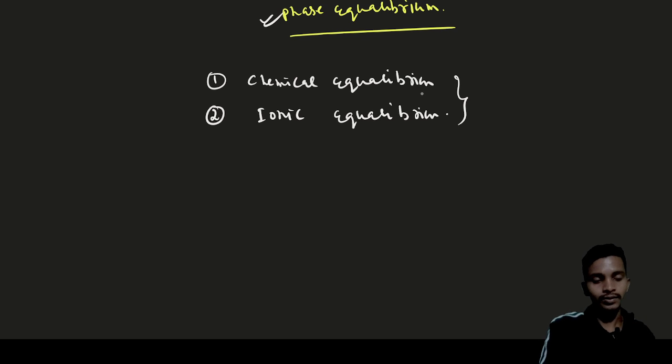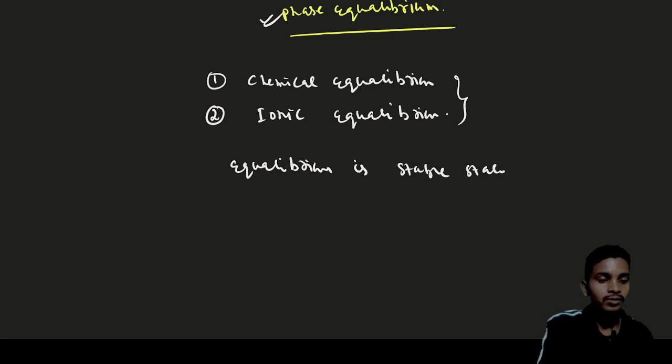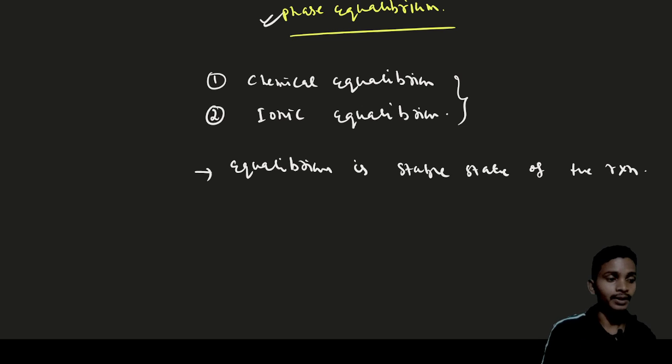In this chapter we discuss details of equilibriums, equilibrium constants and all the characteristics of equilibrium. So we understand what we mean by equilibrium. If we simply say, equilibrium is a stable state of the reactions. Any state of a reaction which is highly stable is called the equilibrium state of the reaction, or the stable state of the reaction.